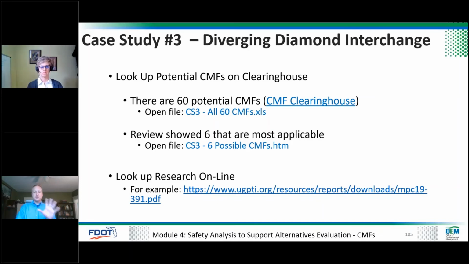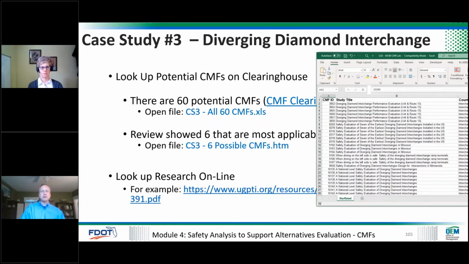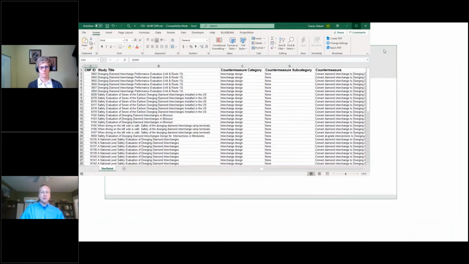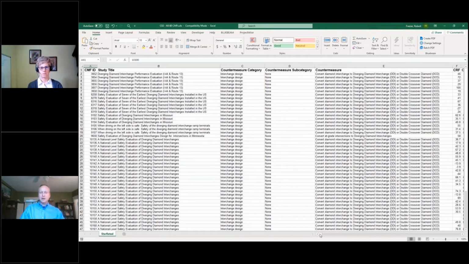But I'll show these files. I don't want you to get tangled up with the 2 files, but I wanted to provide them to you, and then I will pull up the spreadsheet, which says it's CS3, all 60 CMFs, and we're going to pull up these 60 CMFs in just a minute in the clearinghouse. But literally, we've got a spreadsheet here, and you can download all this information.